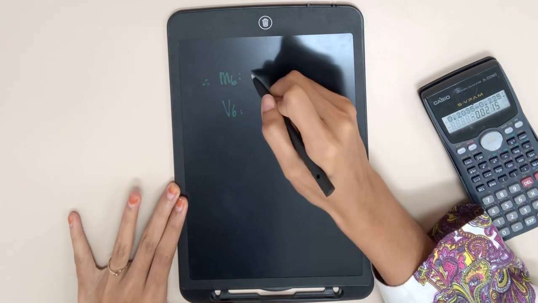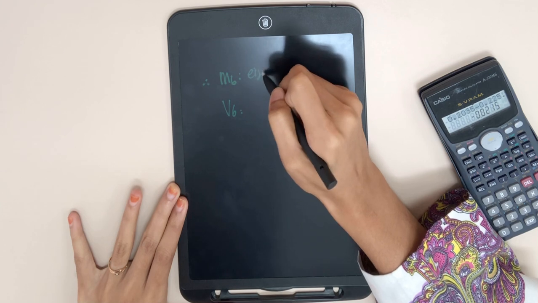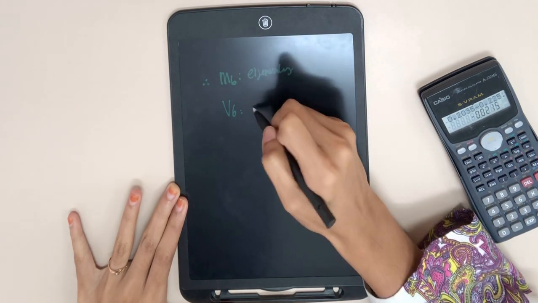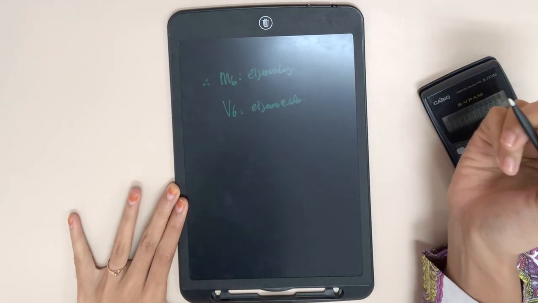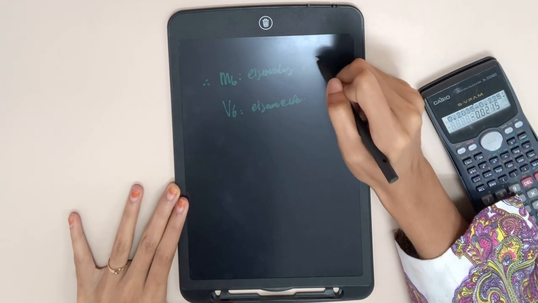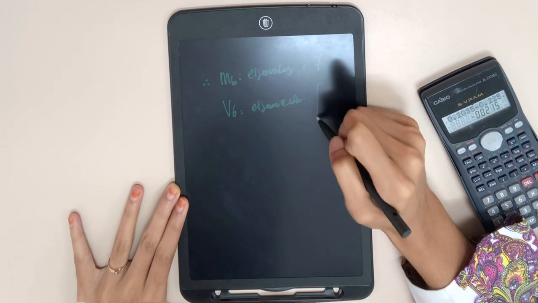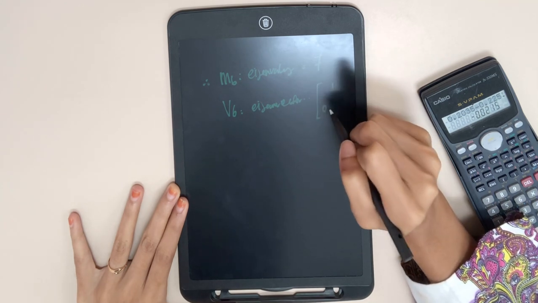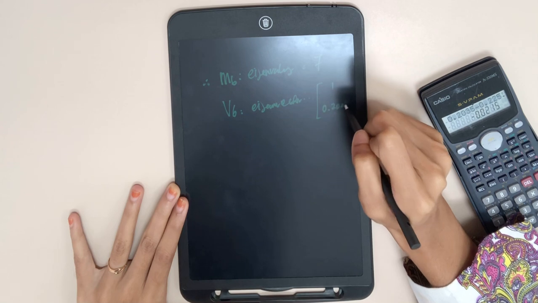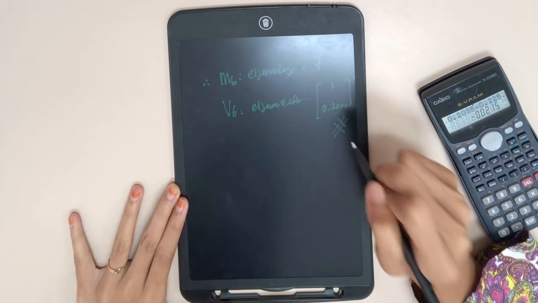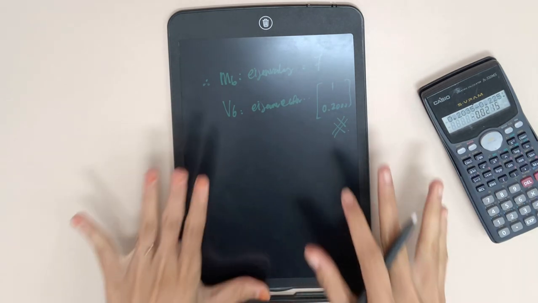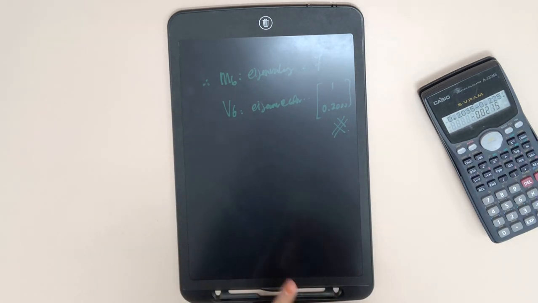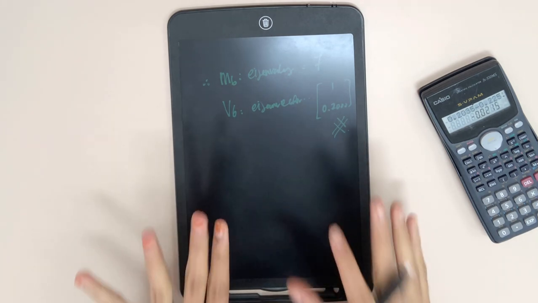So M6 represents your eigenvalue, and V6 represents the eigenvector. So M6 just now is equal to 7, and V6 just now is 1 and 0.2. So this is the final answer. Okay, so you can see that we have only one eigenvalue and also one eigenvector. This one is the largest.